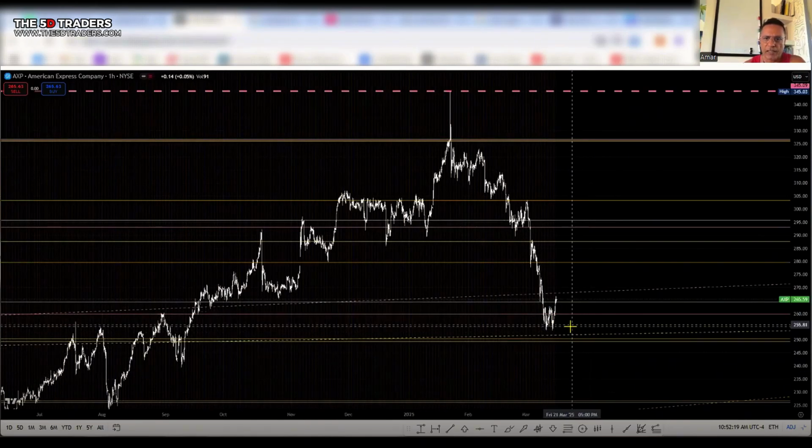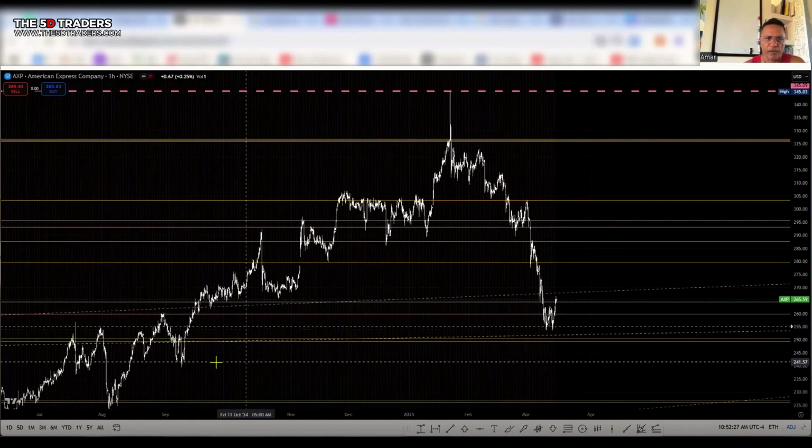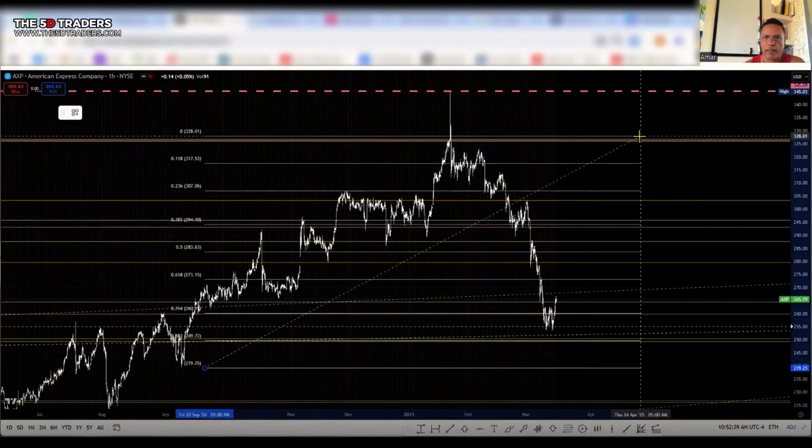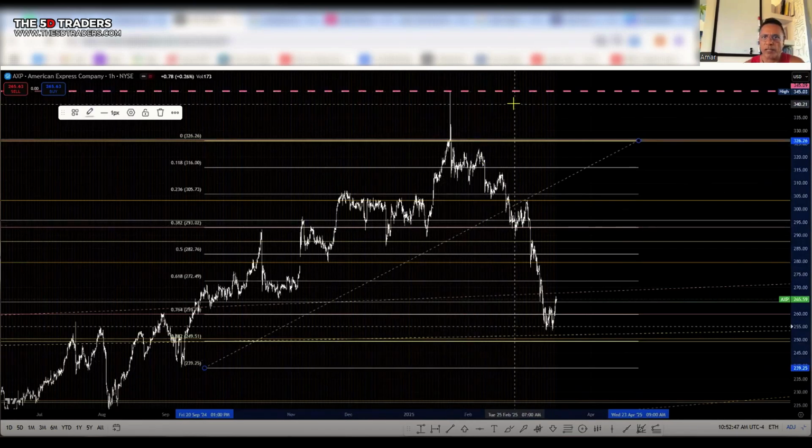So for me, I still like this area if it comes down. And if I take a Fibonacci from here, the previous low to the high, and I'm going to put it here because I think that's just a glitch there or something. But I can always go and look at American Express and find out what's the highest American Express has ever been.